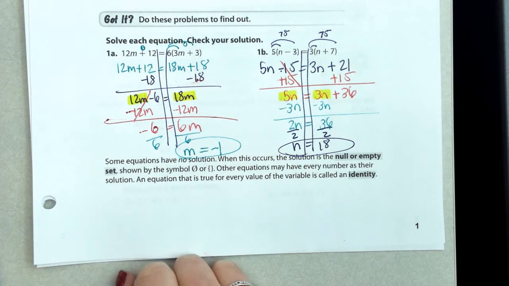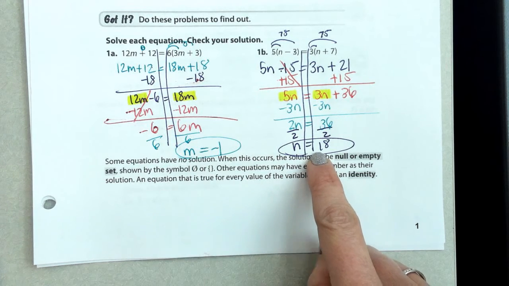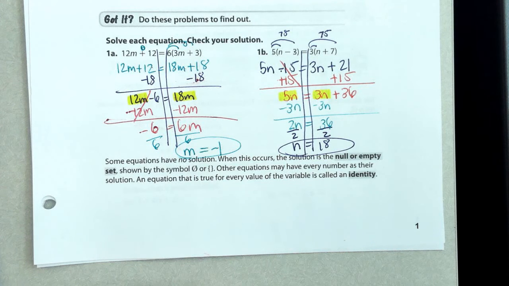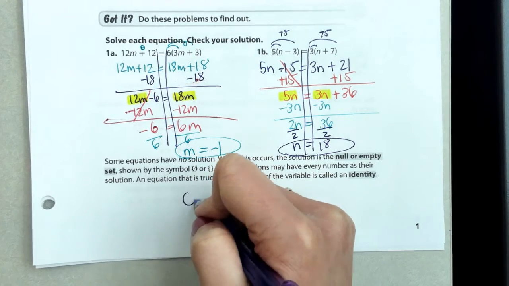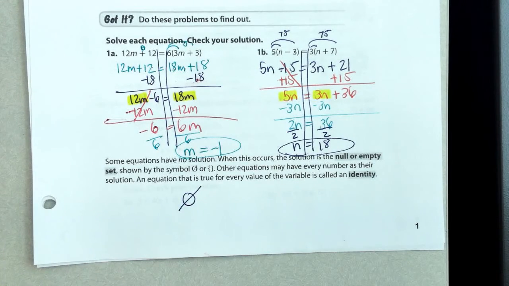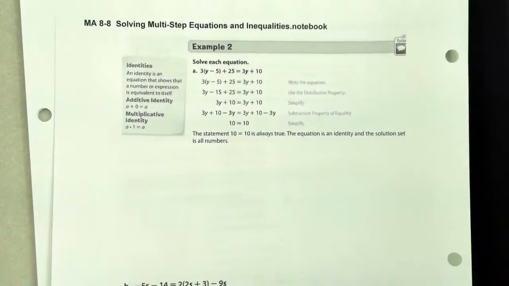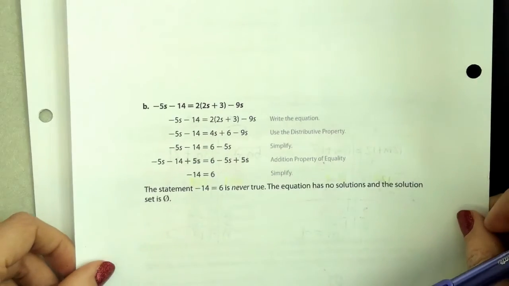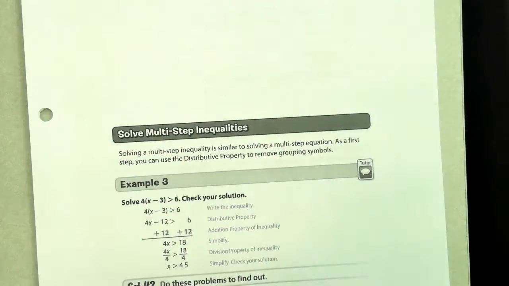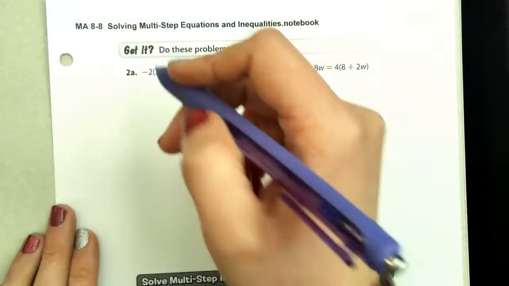Now, the bottom here says some equations have no solution. Here I had a solution of negative 1, here I had a solution of 18. Sometimes there isn't a solution. When this occurs, the solution is the null or empty set, and we use this symbol here to represent that. Other equations may have every number as their solution. An equation that is true for every value of the variable is called the identity. And that might be kind of confusing. It makes more sense after we go through some examples. So you have example 2, you have A and B both that you can look through on your own. And here's the got it's.